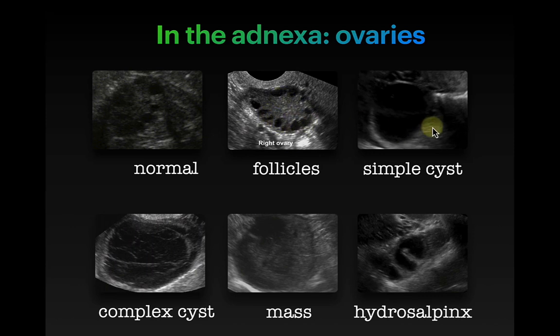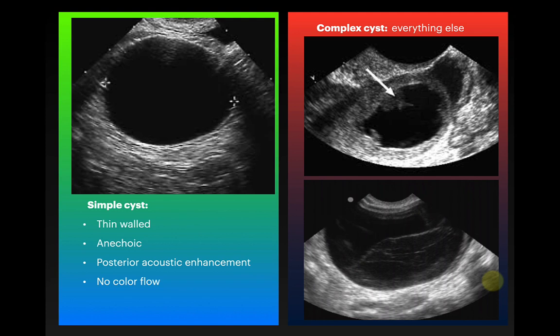Simple cyst versus a complex cyst. And here's a mass, and radiology will not differentiate between masses and complex cysts on ultrasound. It requires a different modality. And then here's a picture of a hydrosalpinx. So this is an inflamed fallopian tube that can't drain the fluid, so it ends up looking like a little black corkscrew.